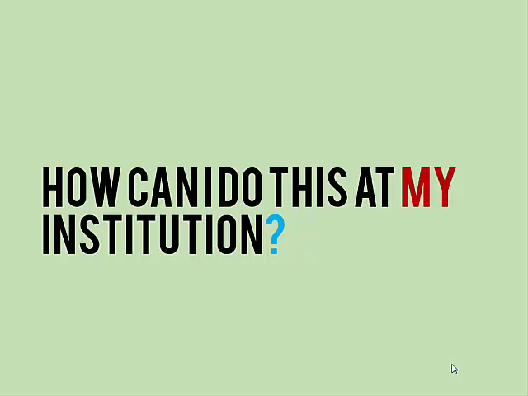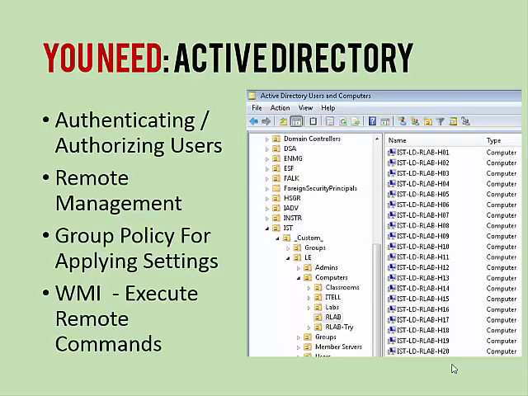So how can I do this at my institution? Well, first of all, you need Active Directory. We use that for authenticating users. It also is for remote management. You know that if a Windows computer is on Active Directory, you get a lot of awesome things for free. We take advantage of that. One thing that we need to do is you need to be able to execute WMI commands remotely to the machine so that you can specifically reboot it when it's having a problem from the web interface. Right?